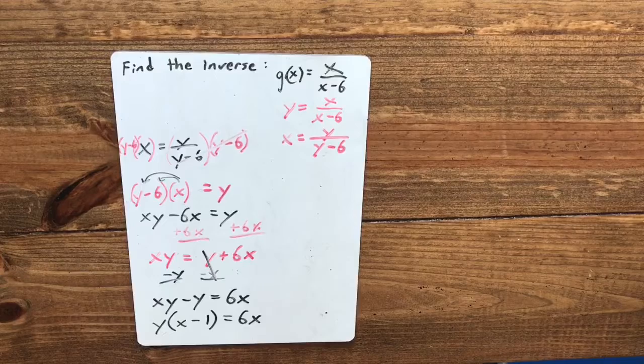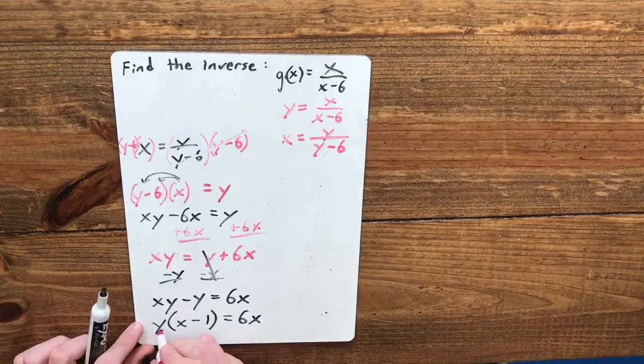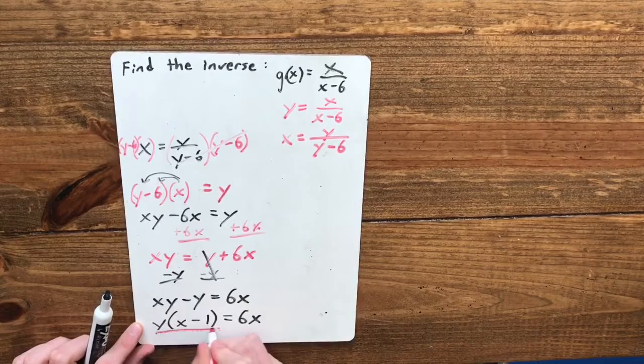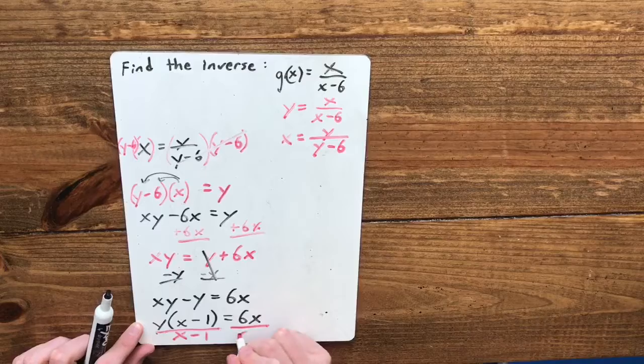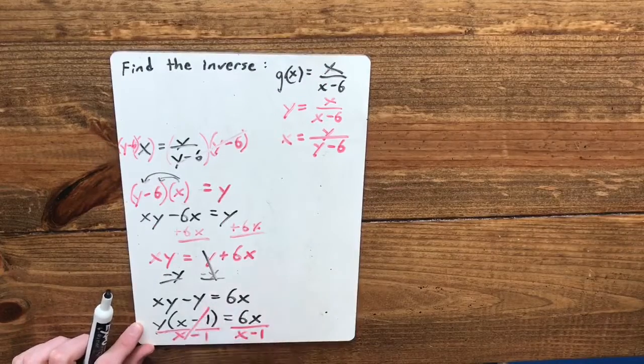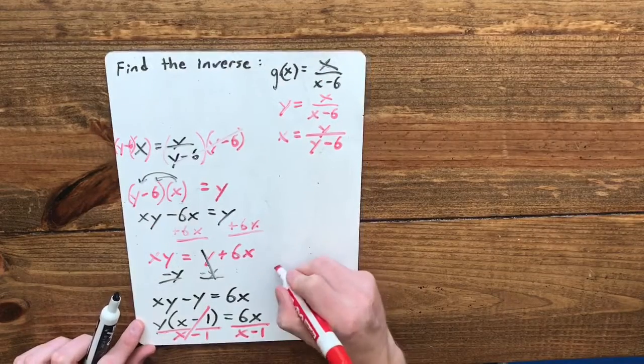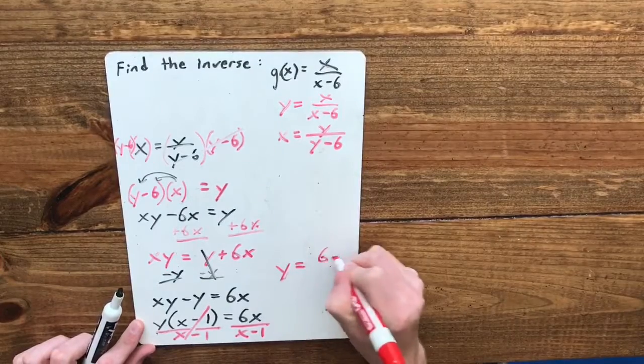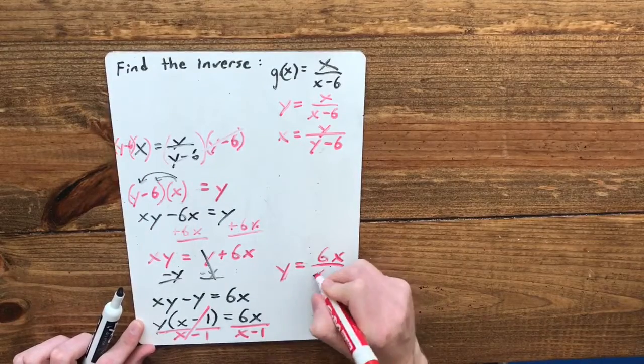Hopefully you see where this is going. One more step to get y completely by itself. It's y times x minus 1. So I'm simply going to divide both sides by x minus 1. Those x minus 1's cancel out over here, leaving me with y equals 6x over x minus 1.